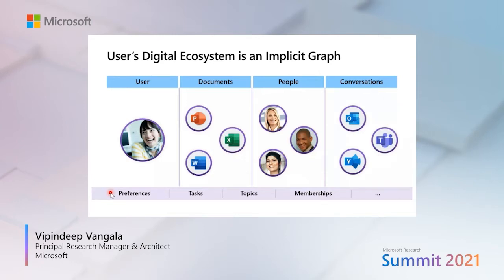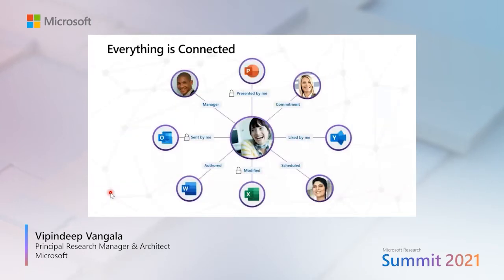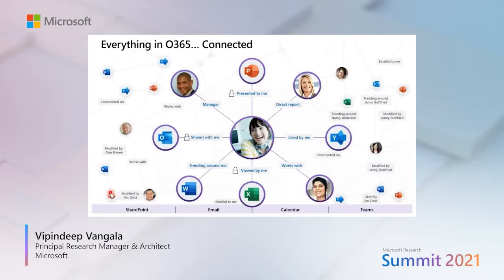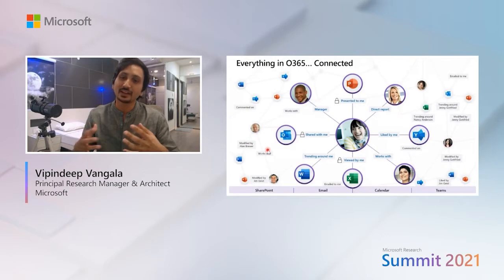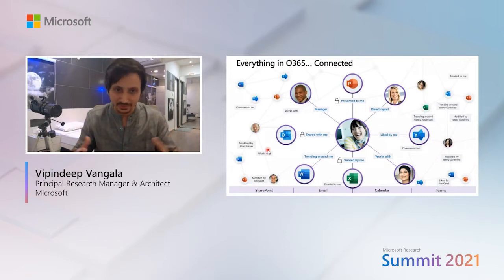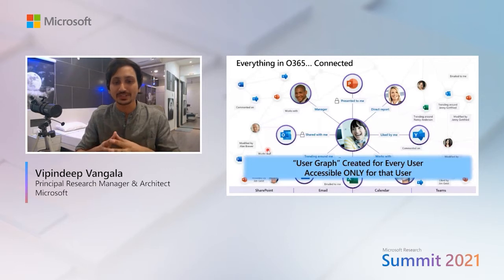And if you think about it closely, everything is connected. The users themselves are connected with the documents they have authored. The documents are connected with the people those documents are shared with. The people are themselves connected with the emails they have sent, the conversations they are part of, and so forth. So the entire digital ecosystem, and the entities in the user's universe, everything is connected. And that's what we are calling a user graph.